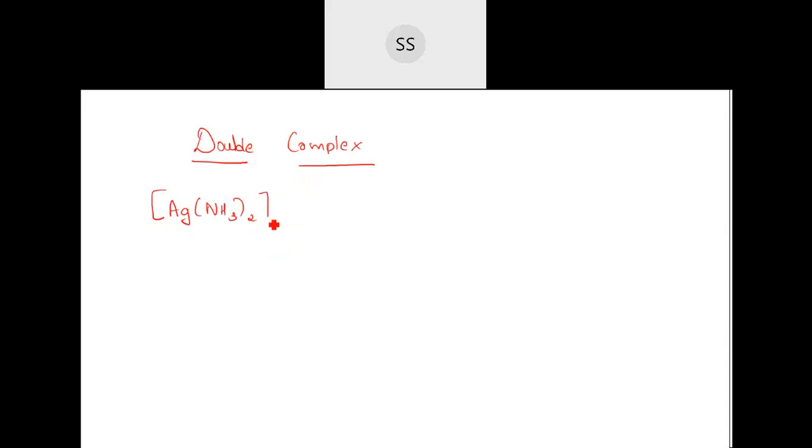NH3 twice, and then Ag(CN)2. Okay, so this is the complex, and it is called a double complex because the two complexes are of different ions. One is positively charged, because if two complexes are attached together, that means the first one is positively charged and the next one is a negatively charged complex. So that is the reason why they are held together. So this type of complex is called a double complex.